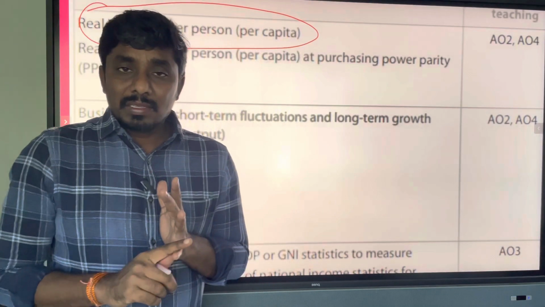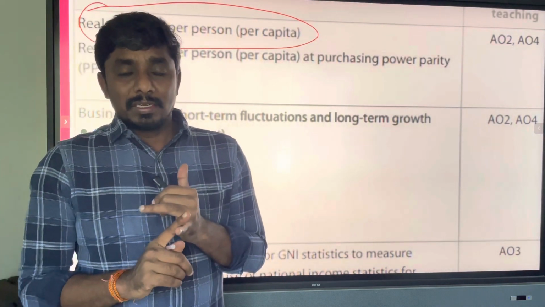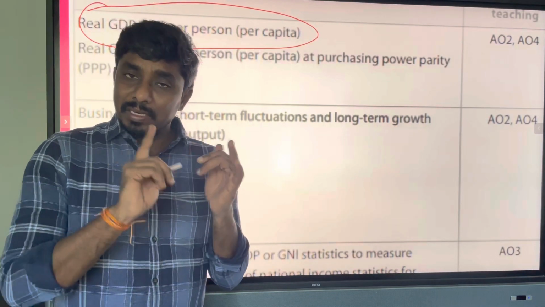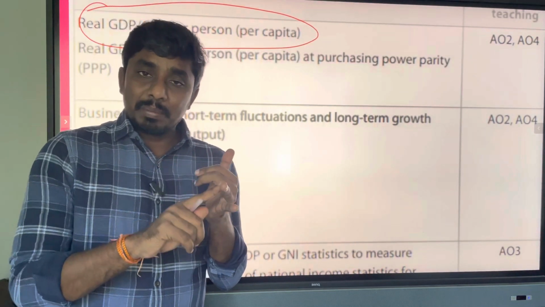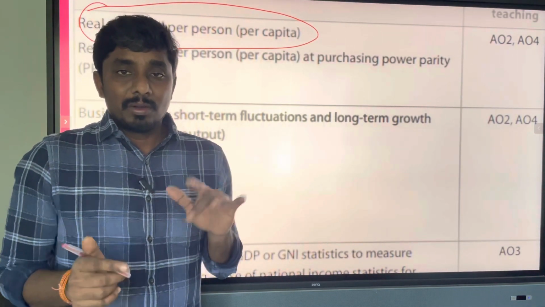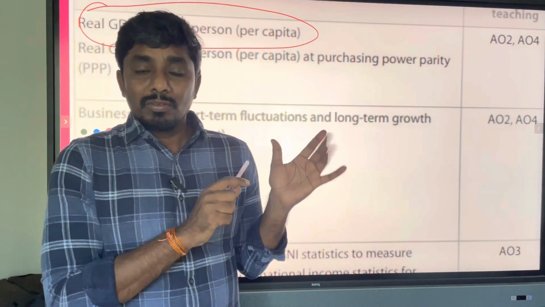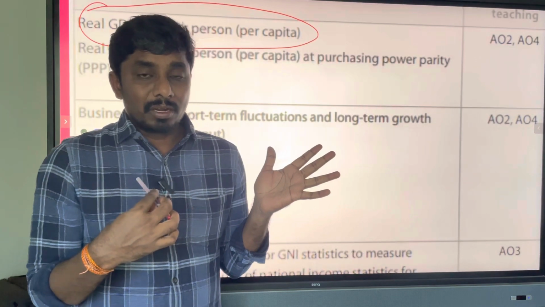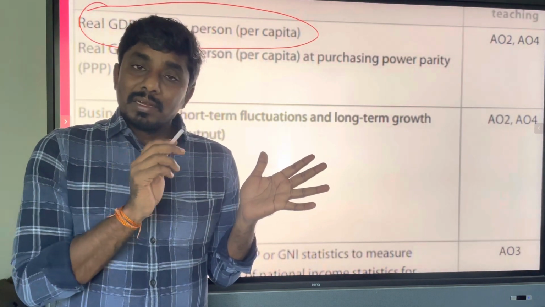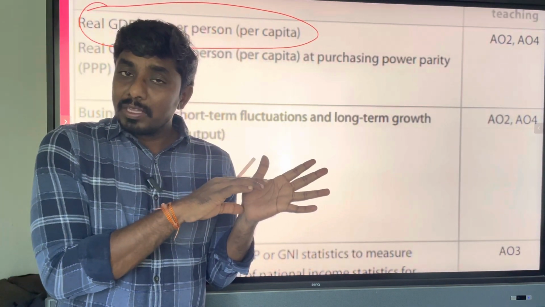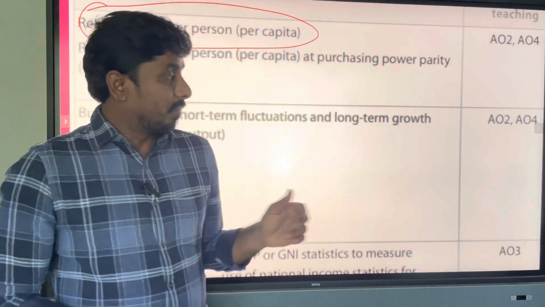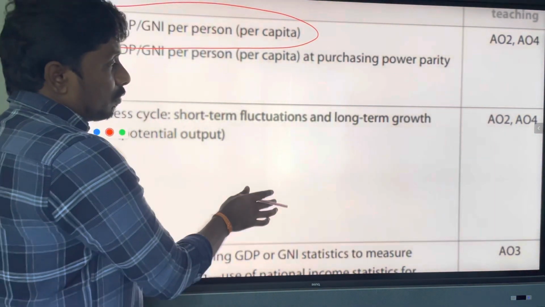See, the first thing is, you know how to calculate the real GDP, and you know how to calculate the real GNI. For real GNI, you need to use GDP plus net income from abroad. In the real GDP calculation, we use base year price and current year output. Meanwhile, nominal GDP calculation uses current year price and current year output. That is the way, and we'll move on quickly.